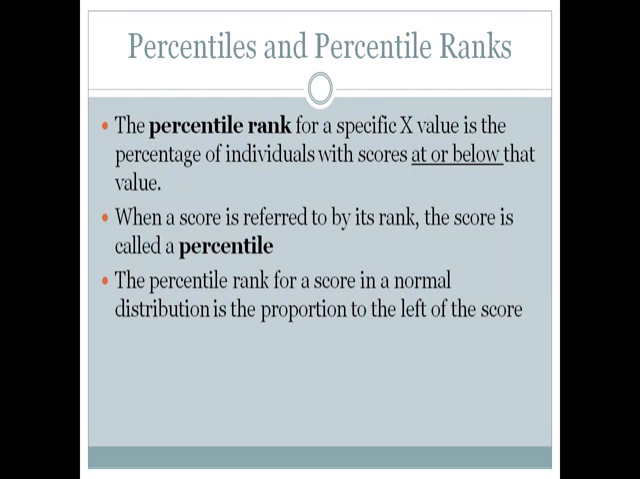So another vocabulary term that we're going to need to know is the percentile rank. The percentile rank for a specific raw score value is the percentage of individuals with scores at or below that value. When a score is referred to by its rank, the score is called a percentile.